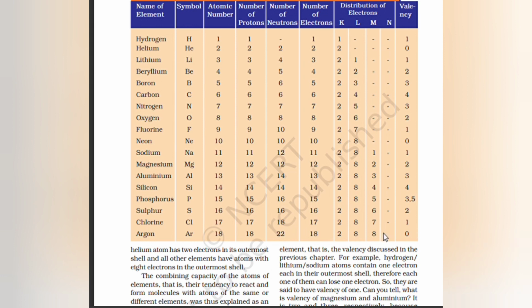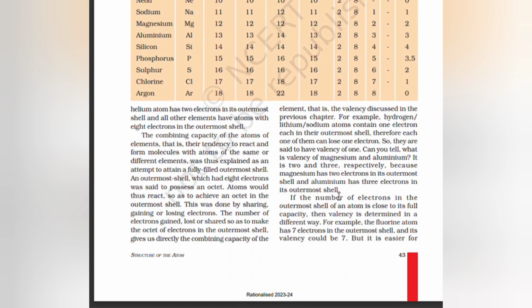K2 L8 M7, valency 1. Argon: atomic number 18, protons 18, neutrons 22, electrons 18, K shell 2, L8, M8 and valency 0. Helium atom has 2 electrons in the outermost shell and all other elements have atoms with 8 electrons in the outermost shell.